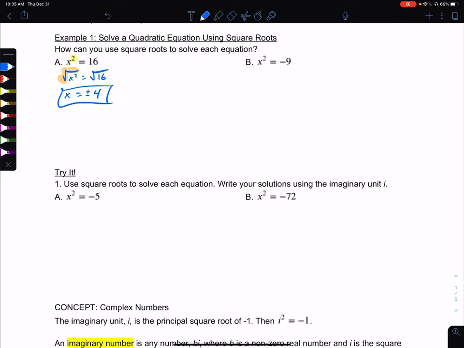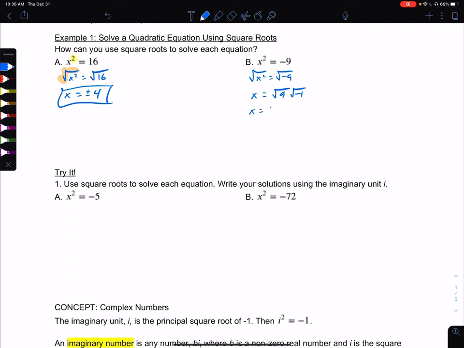Now in part B, the only thing different here is my constant, that term is now negative, and this is where we're going to introduce an imaginary unit i. So same idea to start. You're going to take the square root of each side. So this left side would just become x. The right side I'm going to rewrite as the square root of 9 times the square root of negative 1.